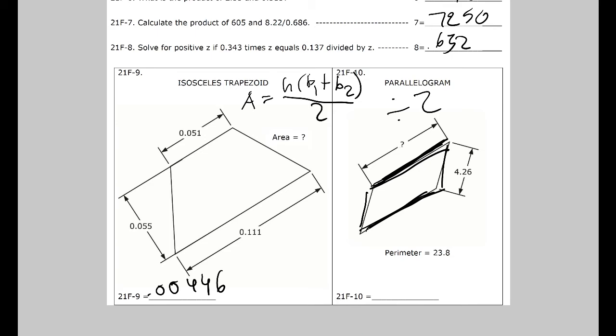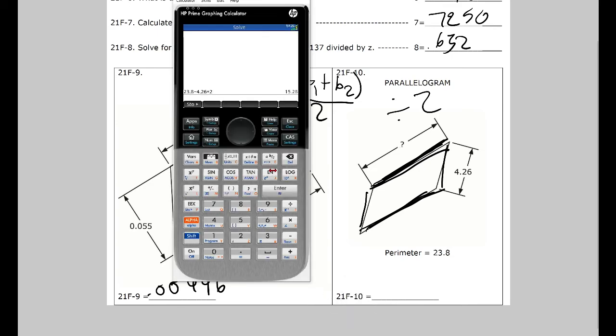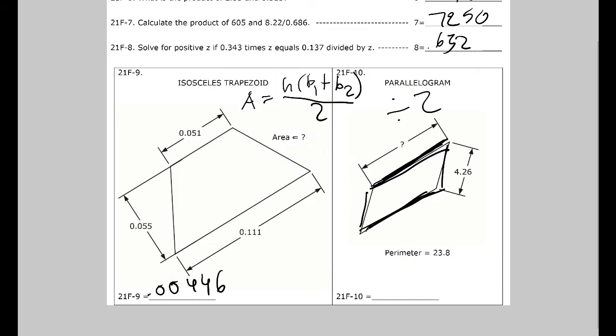So that's all we're going to do. We're going to go back to our calculator and divide 15.28 divided by 2. So our answer should be 7.64. And 7.64 is our answer.